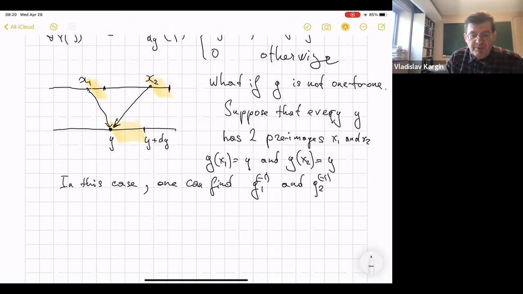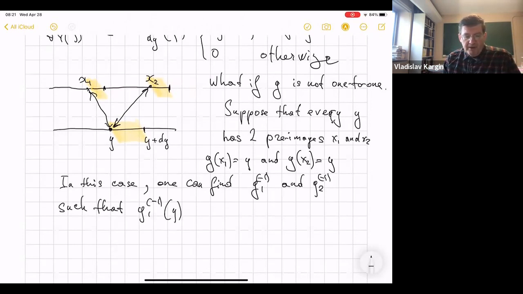So in this case, we have two inverse functions. Maybe not everywhere. Maybe at some points it will be one, but at most points it will be two preimages, and we are interested in most points in probability theory. And so such that g1 to the minus 1 of y is equal to x1, and g2 to the minus 1 of y is equal to x2.